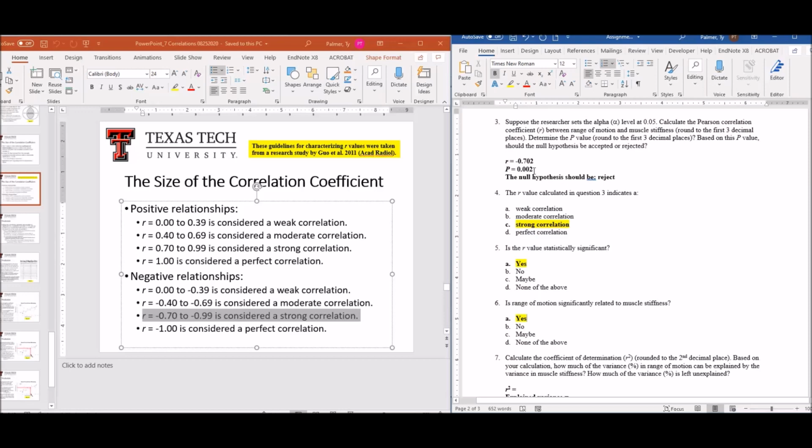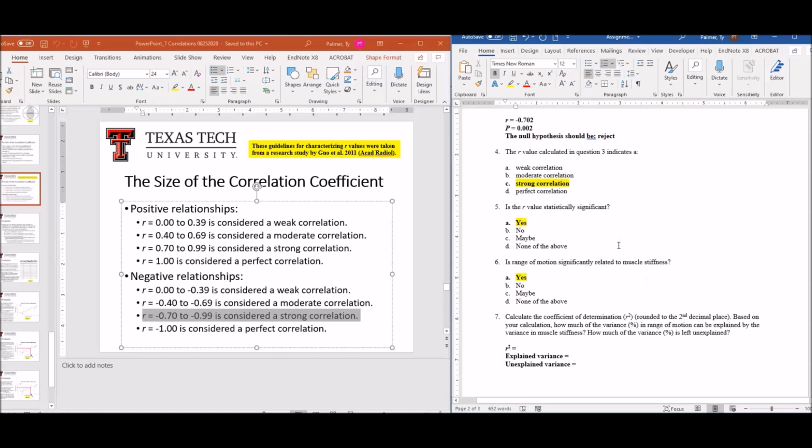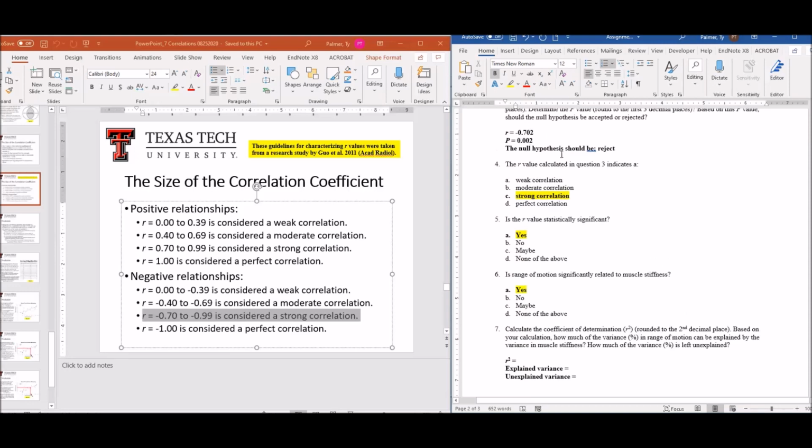If our p-value is less than 0.05, then yes, our R value is statistically significant. The one variable is significantly related to the other. If it's greater than 0.05, then no, the R value is not statistically significant. One variable is not significantly related to another. Hopefully you can see that it's all dependent upon our calculations up above, particularly the p-value that we determine.